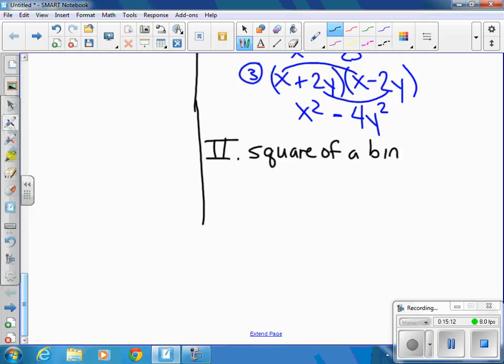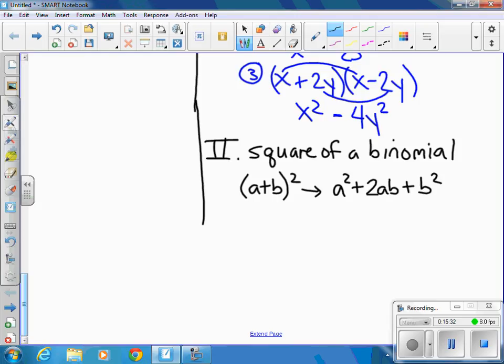And there's two different versions of this, and this is probably why most students don't remember this one as well, right? It's because it looks different. If I have (a plus b) squared, where it's one binomial with a square on the outside, then my final answer is always going to be a squared plus 2ab plus b squared. If you did FOIL, this is what you would end up with.